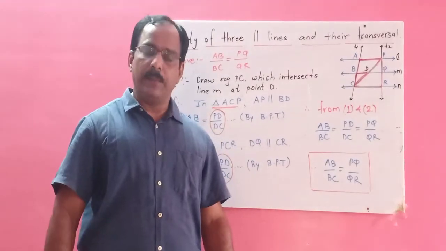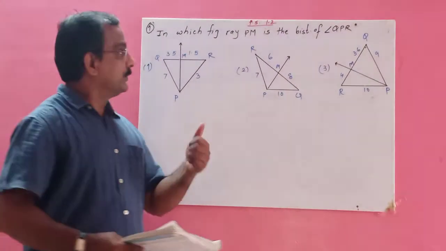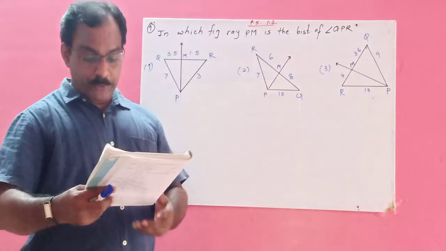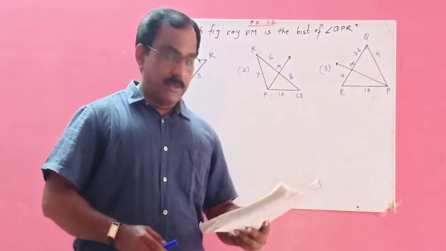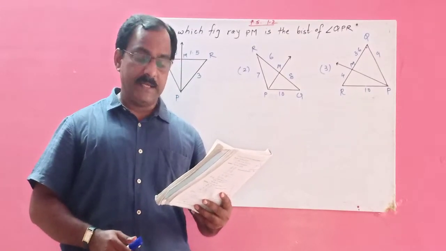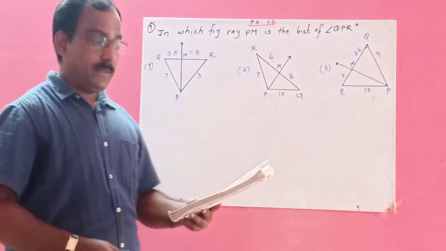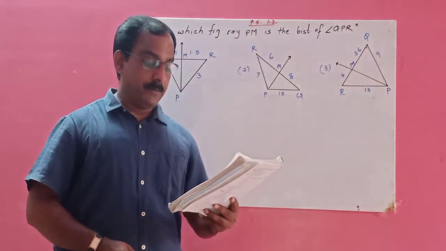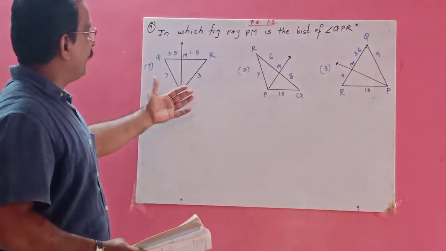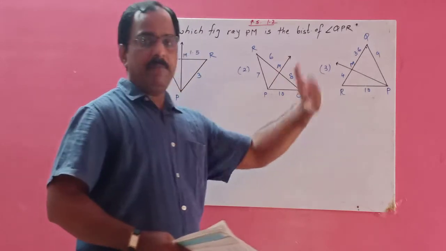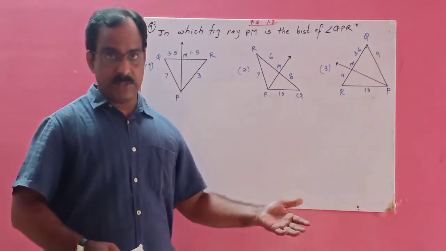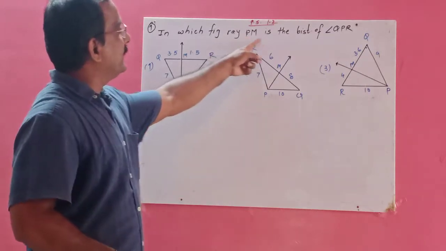I am going to solve exercise 1.2. So children, exercise 1.2, question number 1. See in your textbook, page number 13. Given below are some triangles and lengths of line segments. Identify in which figures ray PM is the bisector of angle QPR. You can see on the board I have drawn three triangles, and we have to apply the converse of angle bisector theorem to prove that ray PM is the bisector.